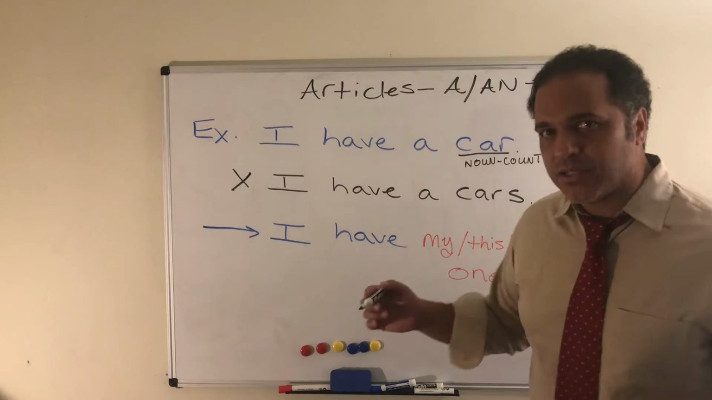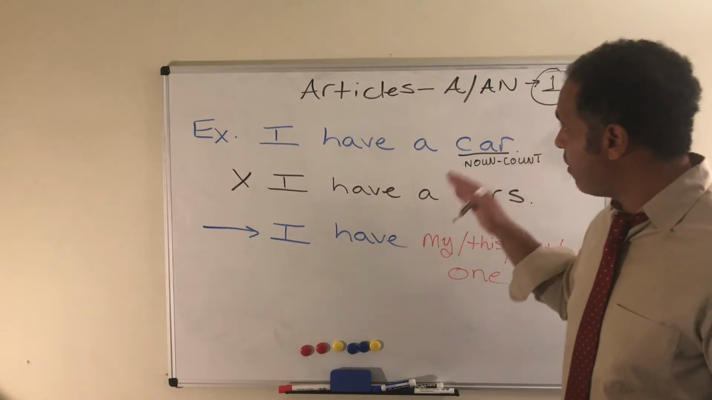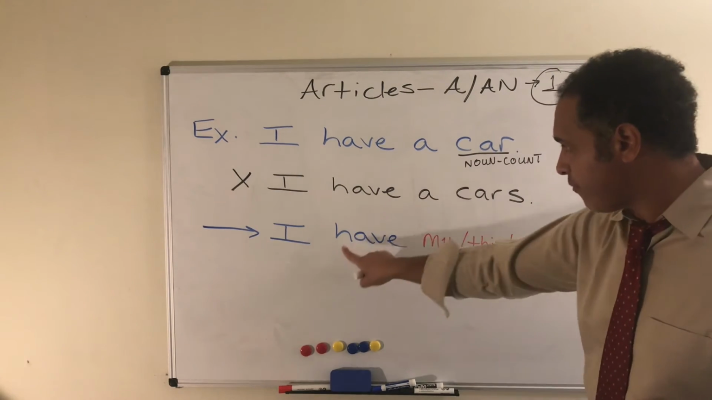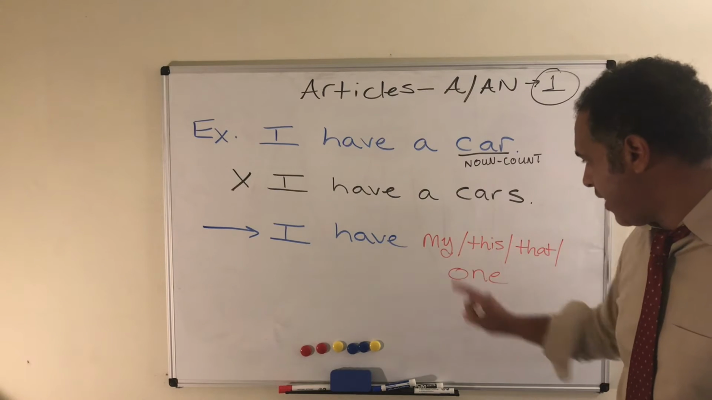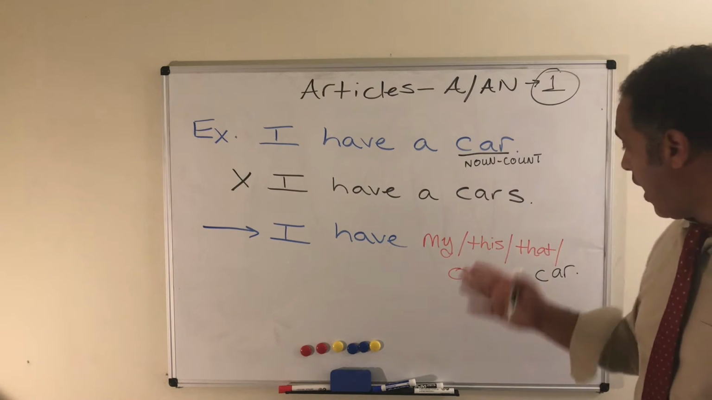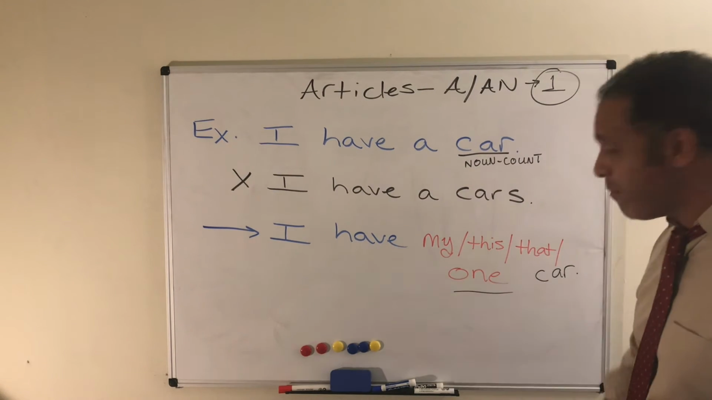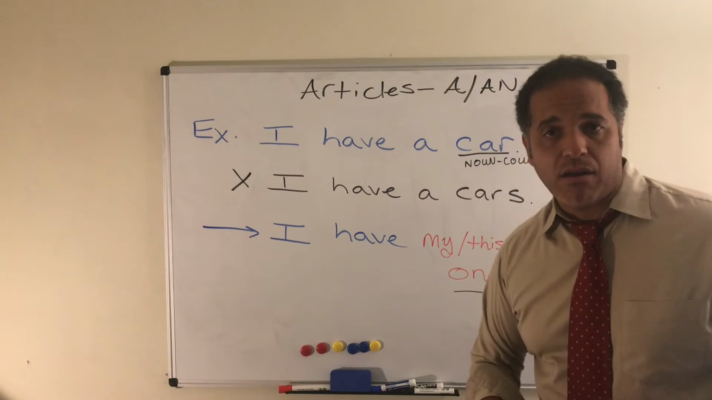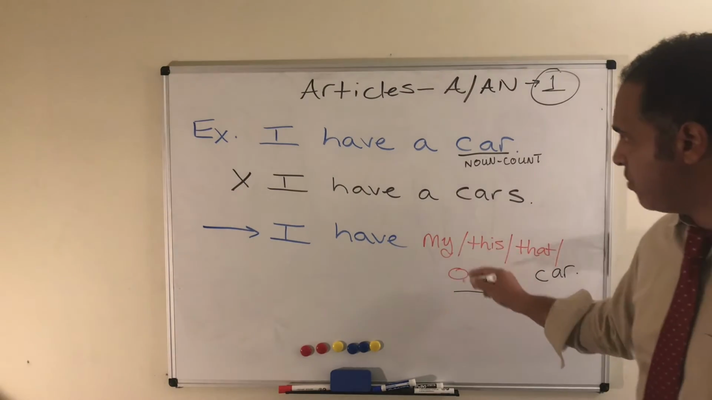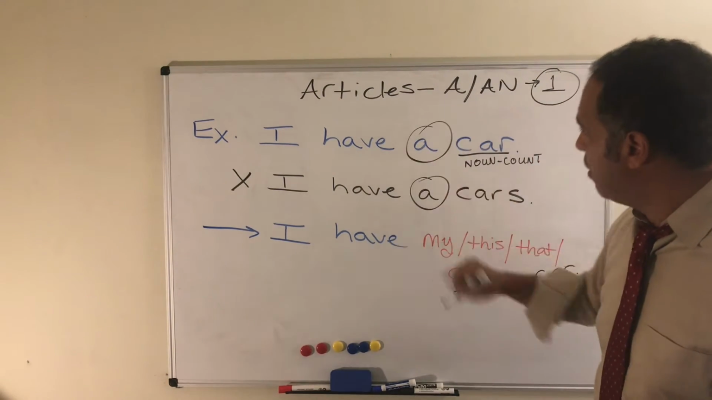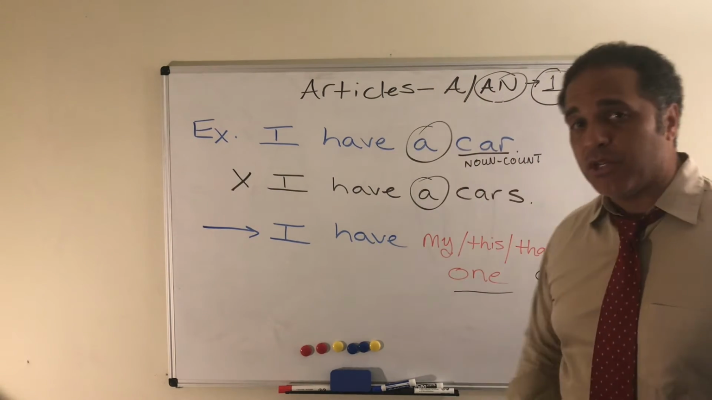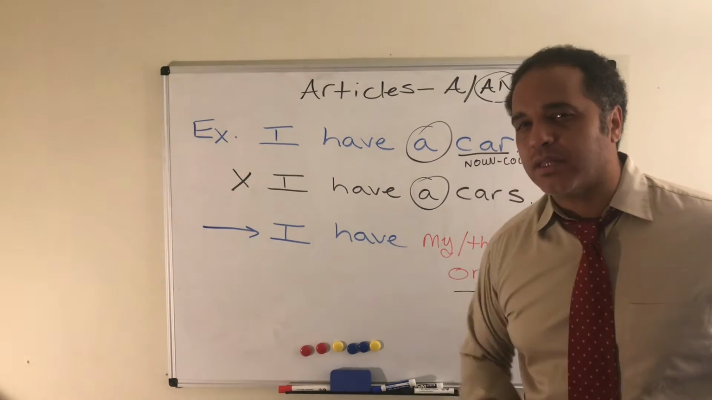Now, students ask me, can I use something else other than a or an? Yes, you can, if you would like to, okay? So instead of saying this, you can also say I have my car. I have this car. I have that car. You can even use a number. I have one car. That would also be okay as well. Okay, so anyways, these are other things we can use, but again, our focus is going to be on that. And also, when do we use an? Because there is a difference between both of these. All right, so let's take a look at the next examples, okay?